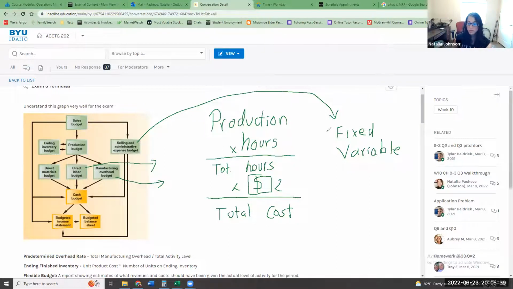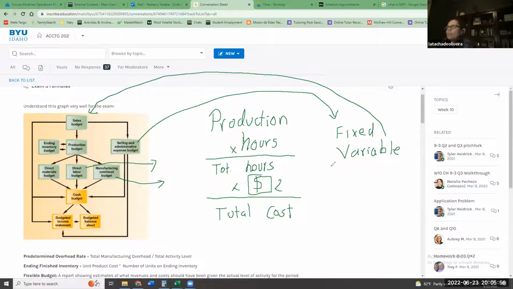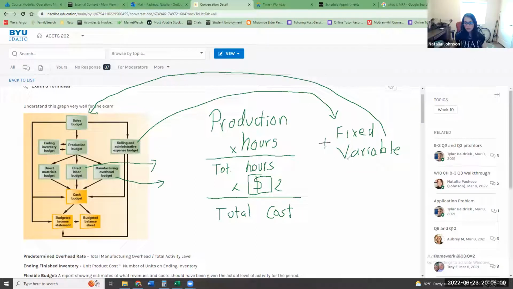So the fixed is a fixed cost, so it will always stay the same. But the variable, you have to multiply the variable times the sales budget. That's why the sales and the selling are directly together. Okay. Just multiply the variable times the sales unit, and then you add the fixed to have the total cost of the selling and administrative expenses.